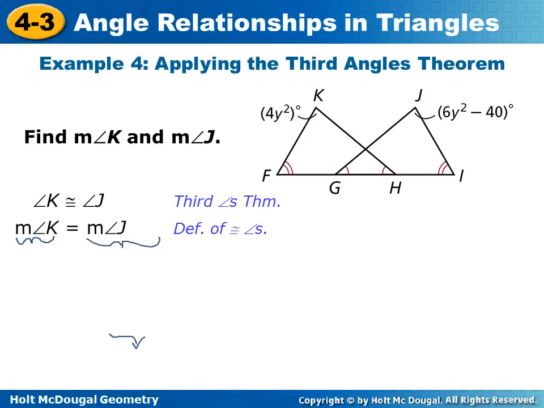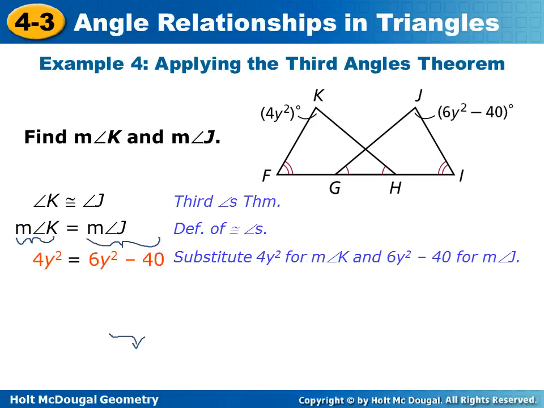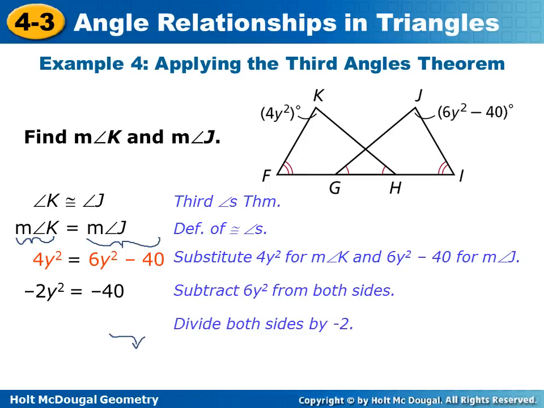So the measure of angle K is equal to the measure of angle J. So we substitute both of the expressions. Subtract 6y squared from both sides to get negative 2y squared equals negative 40. And divide both sides by negative 2 to get y squared by itself. So y squared is equal to 20.